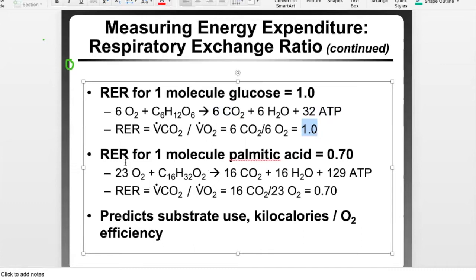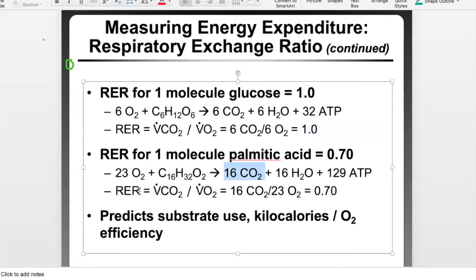But the respiratory exchange ratio for a fatty acid is different because fatty acids are more complex. So this is palmitic acid. And you'll see here it takes 32 molecules of oxygen to create 16 molecules of carbon dioxide. And the respiratory exchange ratio is the carbon dioxide on the top and the VO2 on the bottom. So if there's more oxygen, it's going to be a ratio that's less than 1.